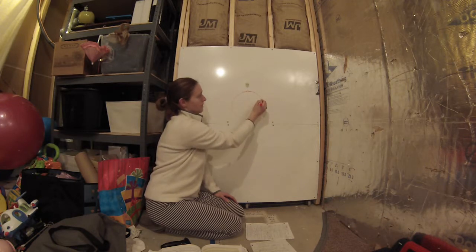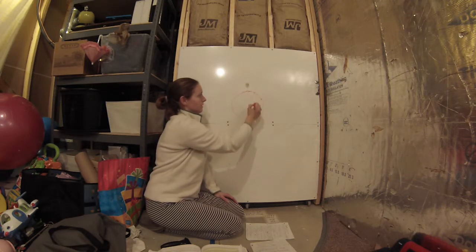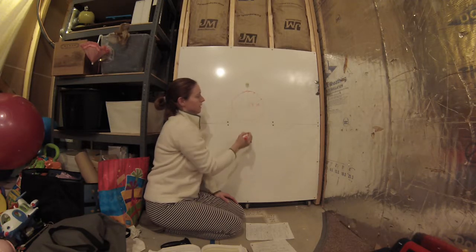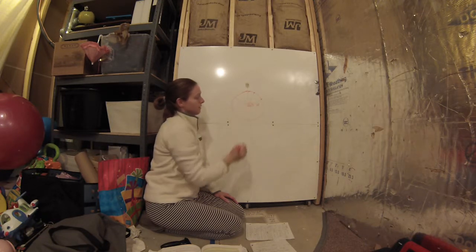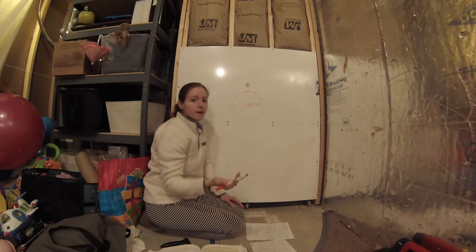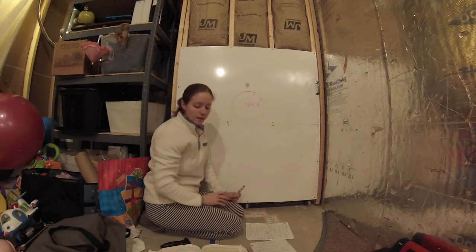So if you're here on the circle, you denote that with this angle. And then if you're here on the circle, you denote that with this angle. And if you're here, you denote that with this angle, okay? So the reason they call it angular momentum is because you talk about position in terms of angle.